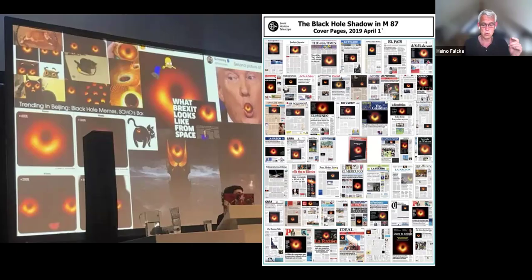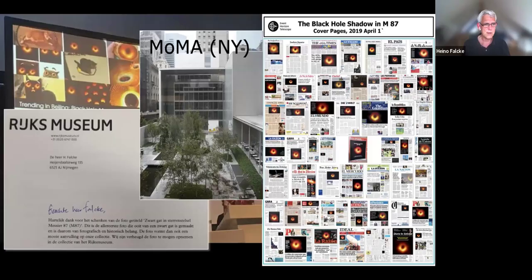Well, we showed that. You mentioned already the feedback from the world. It was really in the newspapers all around the world. 4.5 billion people saw that image, according to 2 different studies. The internet was going wild already at the time. In fact, the image was taken into the collection of the Museum of Modern Art and the Rijksmuseum in Amsterdam, 2 major museums, because it had such a cultural value.